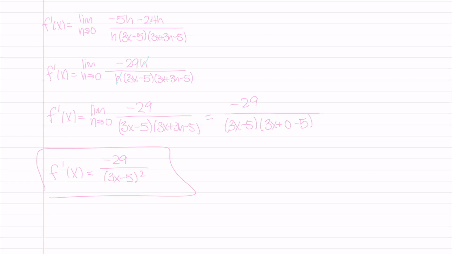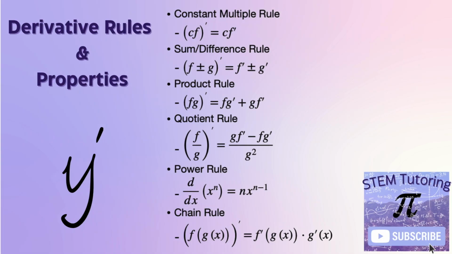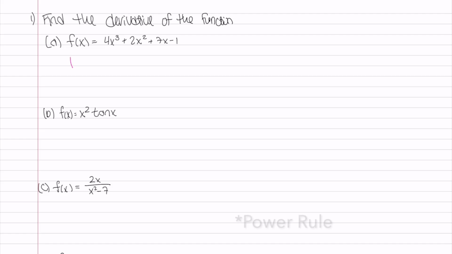So using that limit definition is obviously super painful. So luckily we have a couple rules and properties we can use in place of it to make things go a lot smoother. So these are just a few of the rules and properties we discussed in the last video. So if you missed that, definitely go check it out.